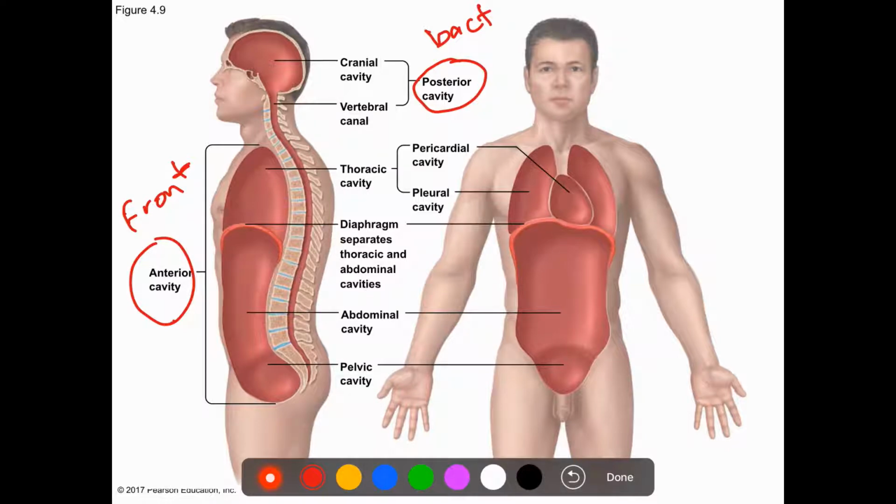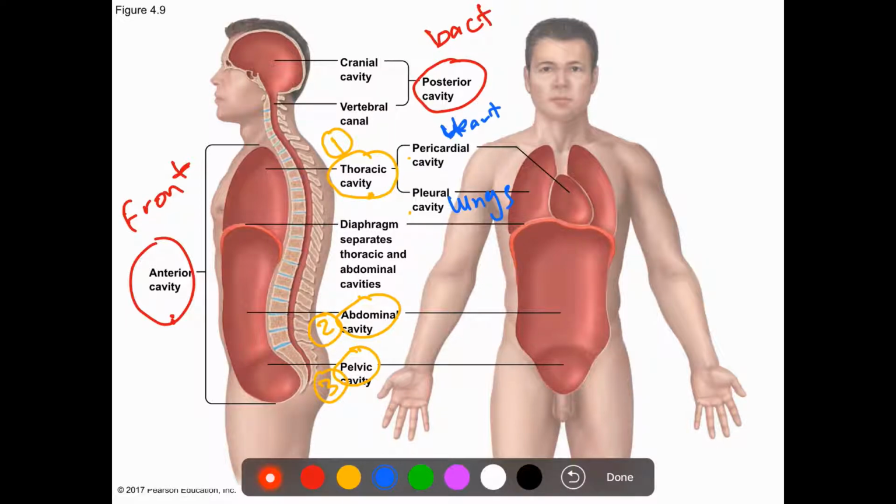Within the anterior cavities, we have subcavities. We have the thoracic cavity, and then we have the abdominal cavity, and we have the pelvic cavity. Each one of these cavities contains different types of organs. And sometimes, like with the thoracic cavity, we have even subcavities. We have the pericardial cavity and the pleural cavity. With the pericardial cavity, we have the heart. With the pleural cavities, we have the lungs.